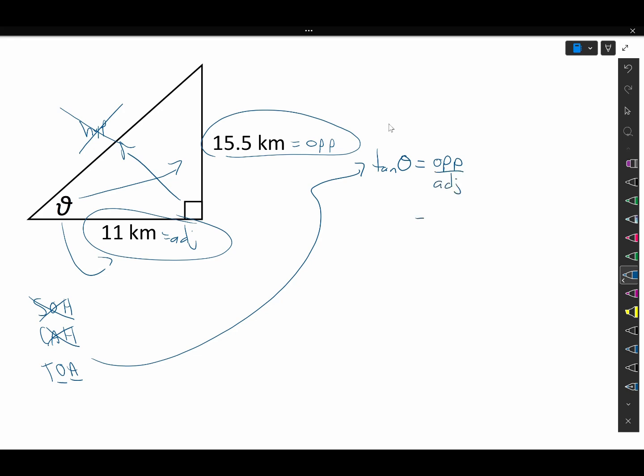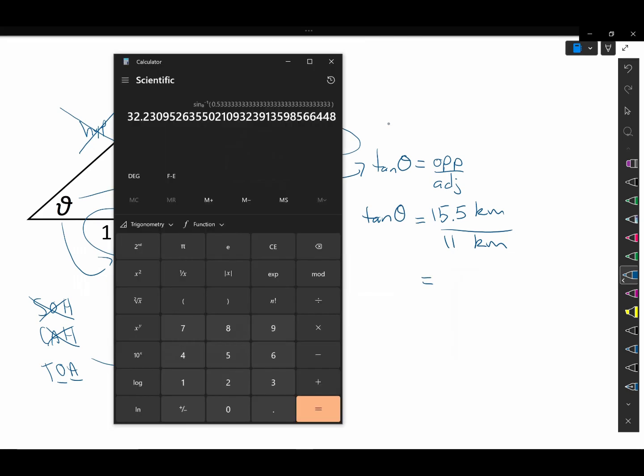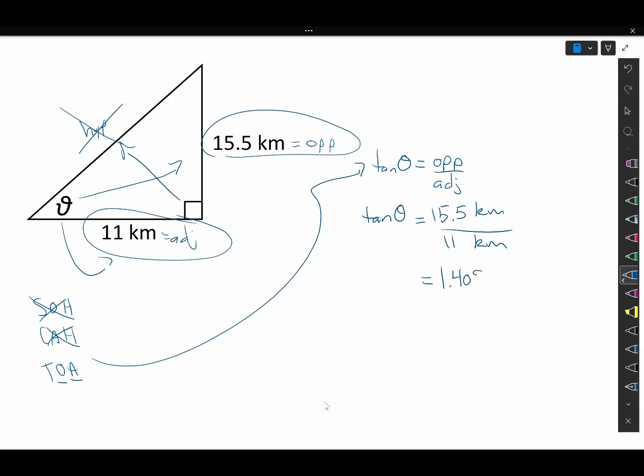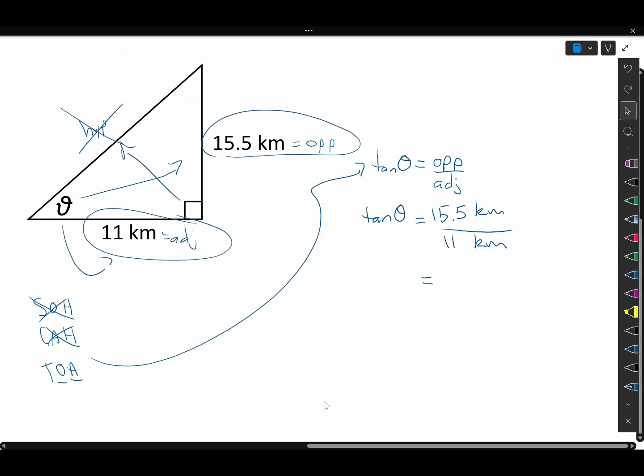Easy. Now I'm substituting in the values I know. Opposite side is 15.5 kilometers. My adjacent side is 11 kilometers. I'm still working with the tangent of theta. I throw that into a calculator. 15.5 over 11. Nice and easy. And when I say over, that's dividing, right? So 15.5 divided by 11, 1.409. That's what I'll be working with.